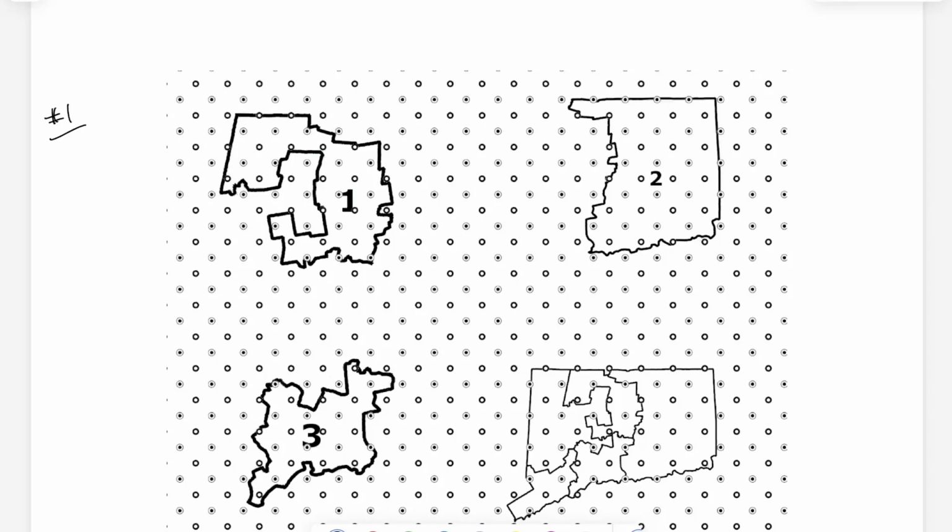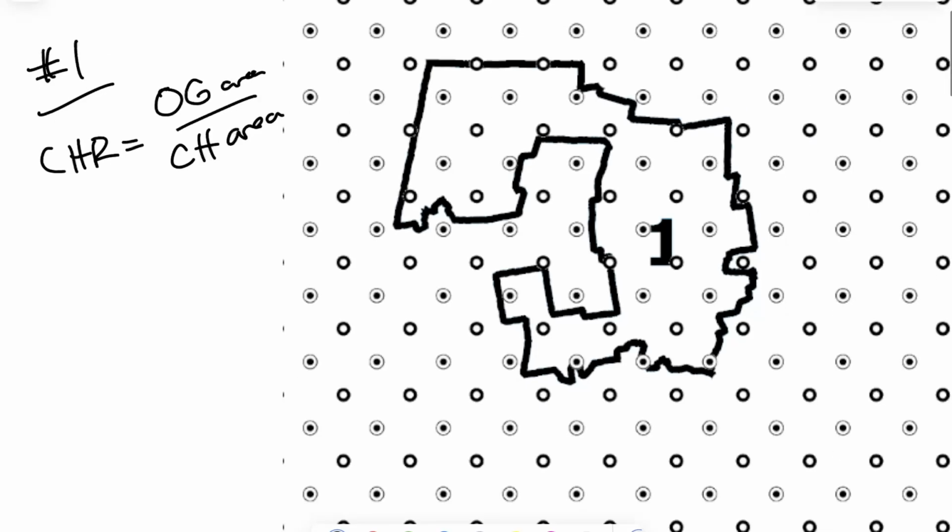So for District 1, remember the convex hull ratio is the original area divided by the convex hull area, right? That's the definition of what we're talking about. I'm going to try to squeeze it in the side here. The original area divided by the convex hull area.